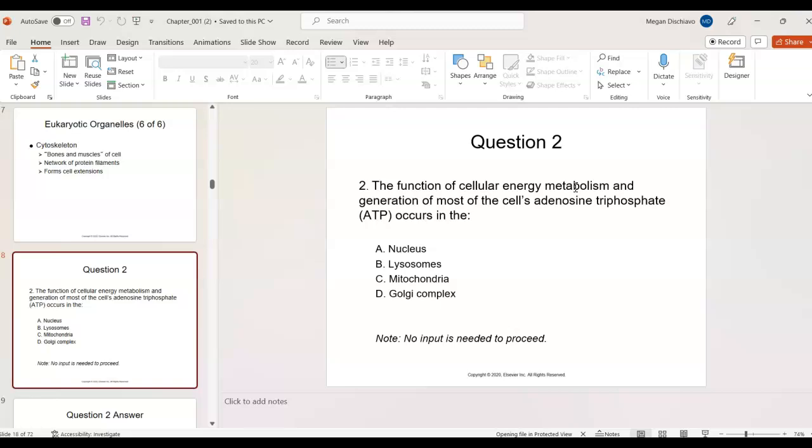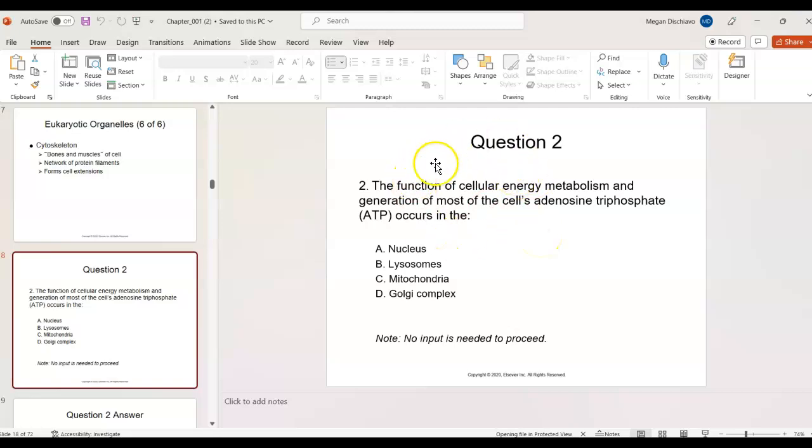Oh wait, she just talked about ATP. ATP are little energy packets that we create by the powerhouse of the cell, mitochondria. You really want to break every question down that meticulously.